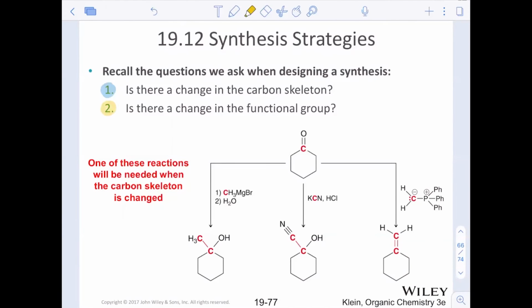And then the second question, is there a change in the functional group? Well, gosh darn it, I hope so. That's a synthesis, right? So these two reaction questions should be at the forefront of our mind. The first one, new stuff: Grignards, the cyano group, and the Wittig with the phosphorus ylide.